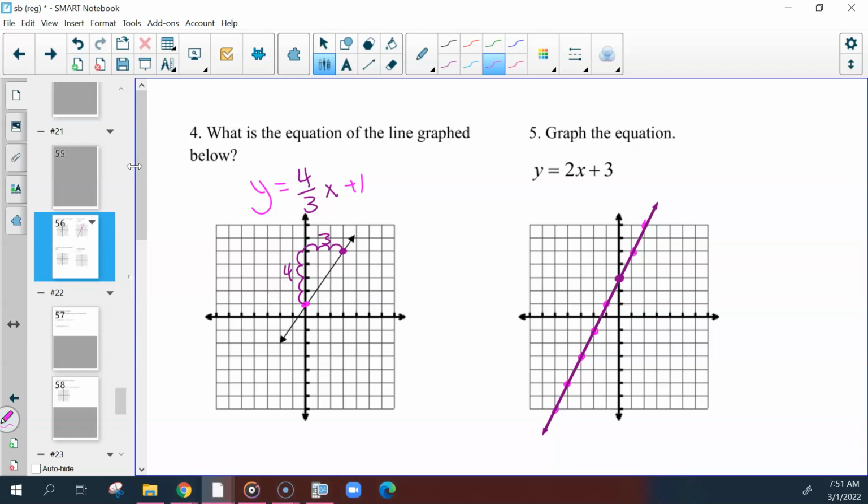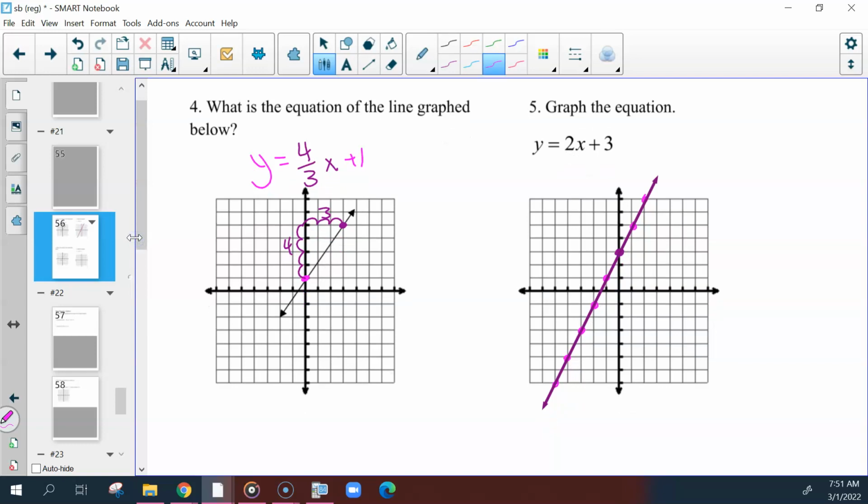And then the very last one, you needed to graph this equation. Your y-intercept was at 3, your slope was 2, so go up 2 to the right one as many times as possible, and down 2 to the left one as many times as possible. Draw a line through all of your points, make sure it has arrows, and then you would have your graph. Do you have any questions on that?